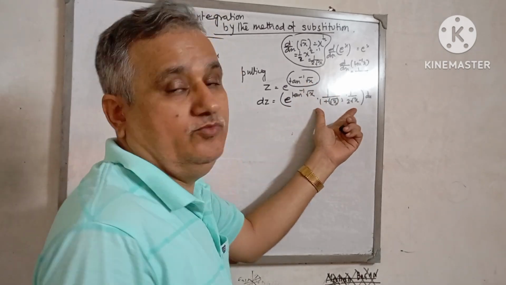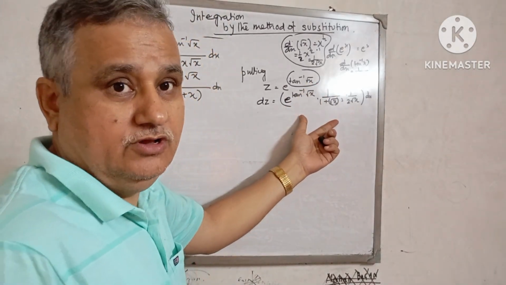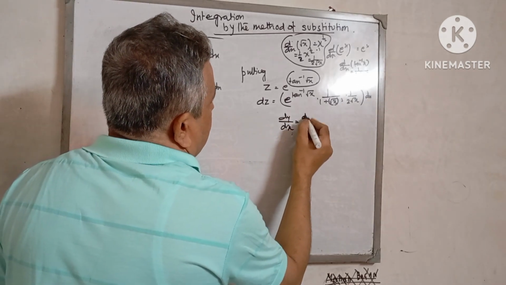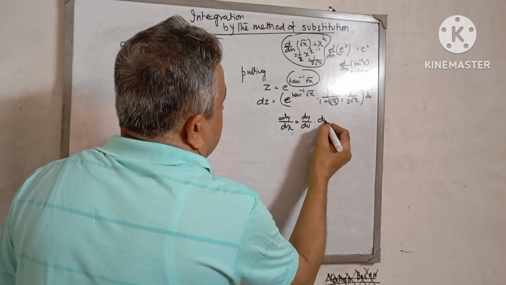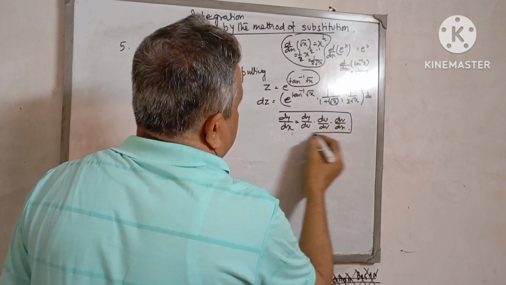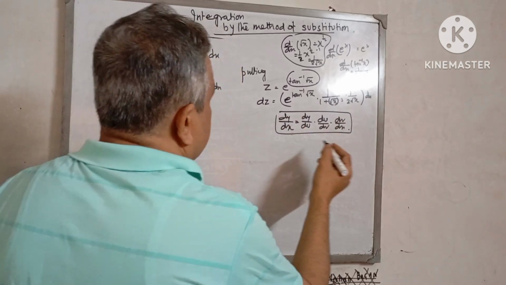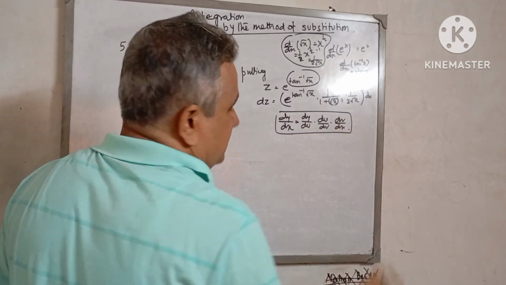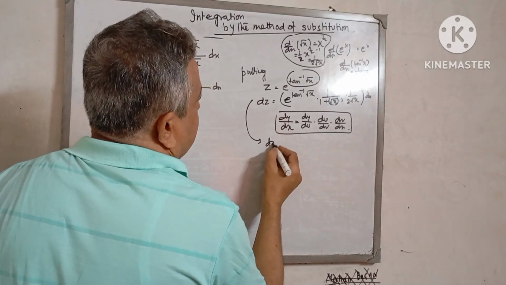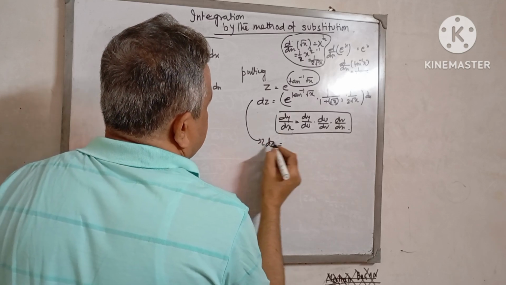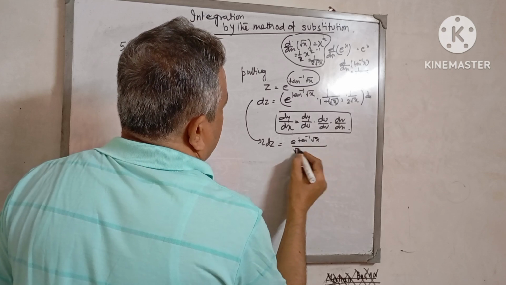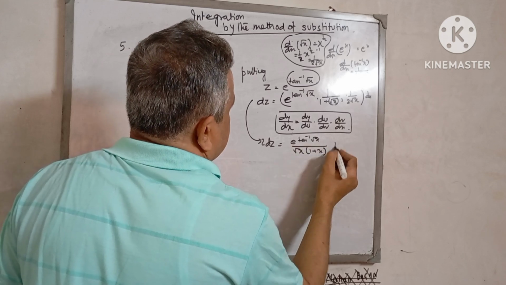This is multiplied form because it is chain rule. This is the rule: dy/dx equals dy/du into du/dv into dv/dx. This is the rule of differentiation, if u, v are functions of x. So it becomes 2dz equal to e to the power tan inverse root x by root x into 1 plus x dx.